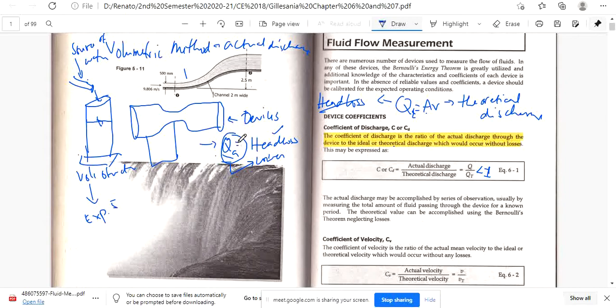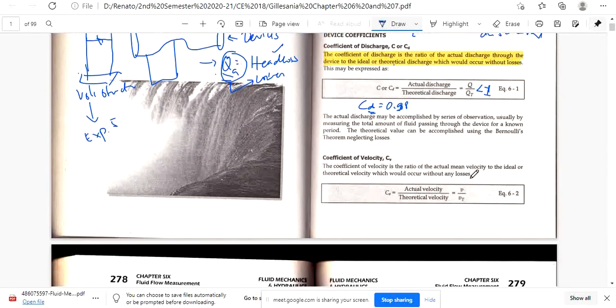Mao to sa katong inyong gi-answer nga CD which is equal to 0.98. Hapit na to sa correct nga answer, pero tungod lagi kay nagamit mo ang CD, inyo nang gi-consider ang head loss. Kato sa chapter 5 kay we are not considering head loss pa man. So the actual discharge may be accomplished by series of observations, usually by measuring the total amount of fluid passing through the device for a known period of time. Whereas the theoretical value can be accomplished using the Bernoulli's theorem, neglecting losses.